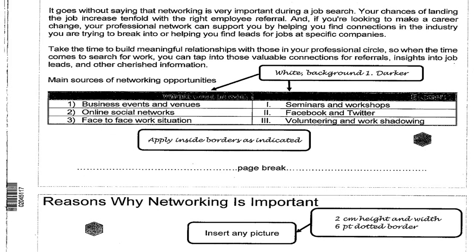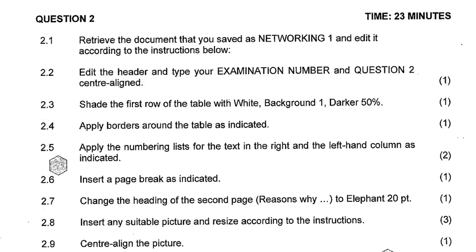Looking at the document there, as displayed according to the way it will change, you can see that the table is going to change. I'm going to have a page break somewhere appearing, and then we're going to have where we're going to insert a picture there. Now let's look at the instruction again. It says 2.3, shade the first row of the table with white background 1 darker 50.